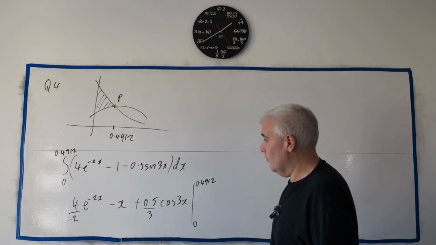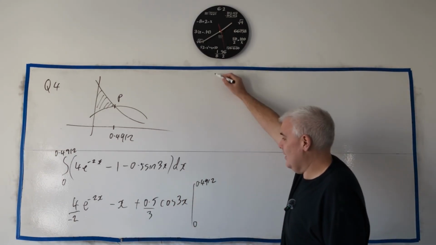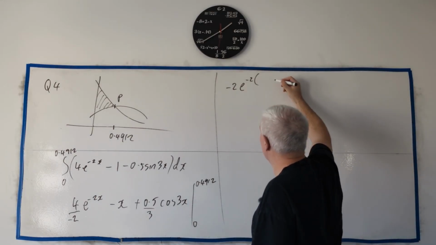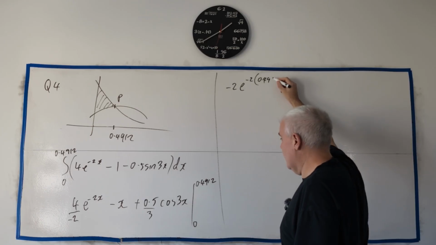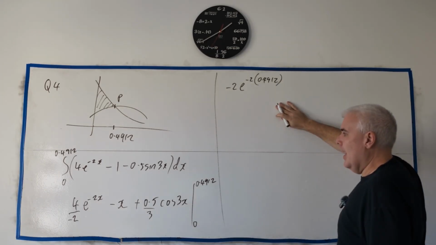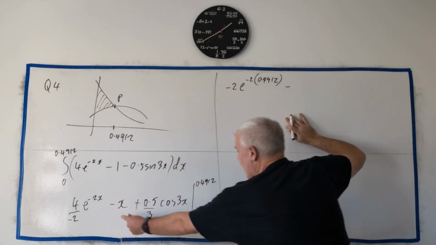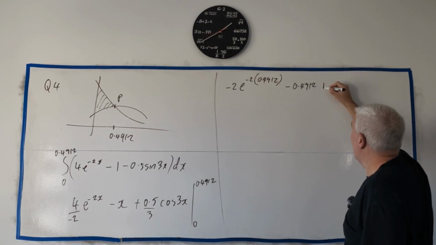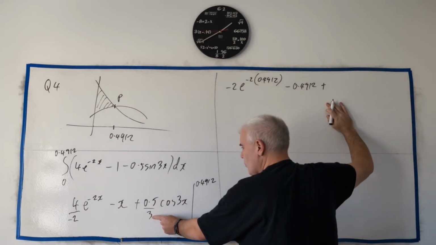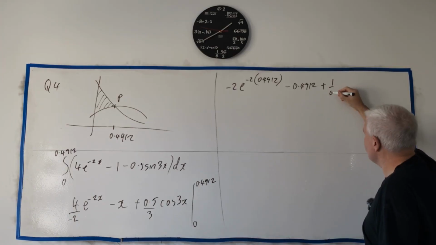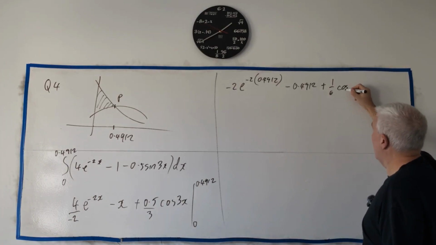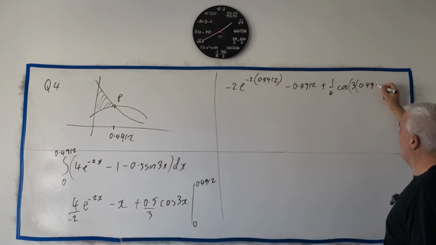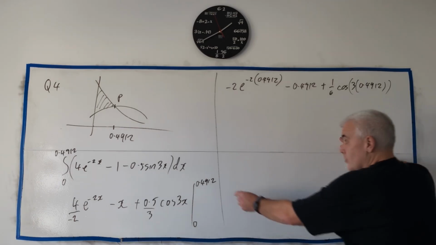0.4912 and 0. So we just put it in. I'll write it all out. We get minus 2 e to the minus 2, 0.4912. Minus, we put, instead of this x, we put this number in, 0.4912. Plus, what's this? 1 over 2 divided by 3. So that's 1 over 6. Cosine 3 times 0.4912. That's just this guy put in.